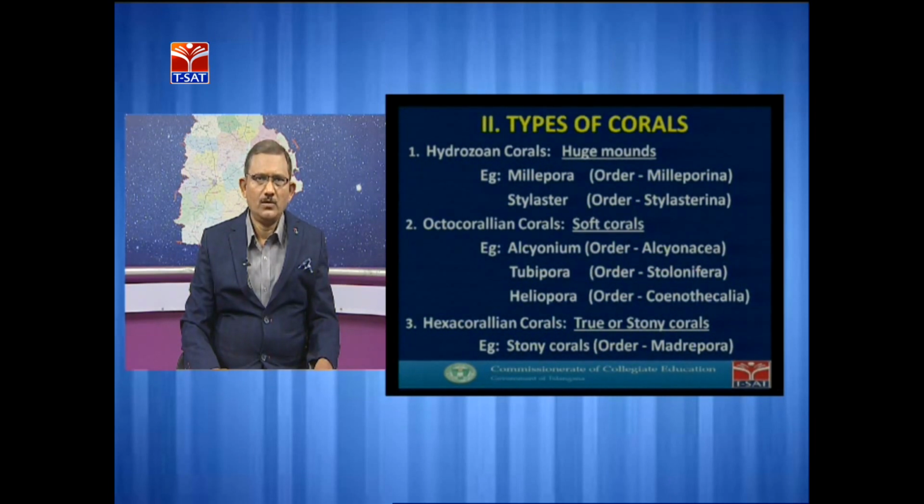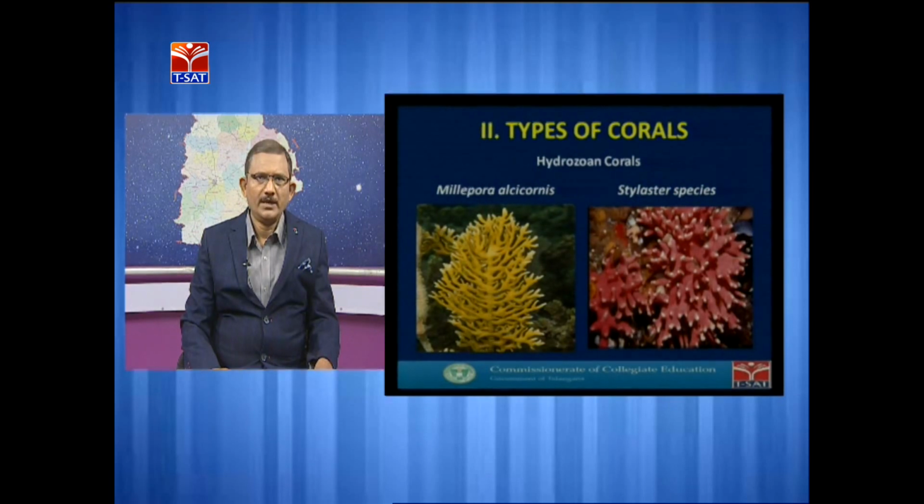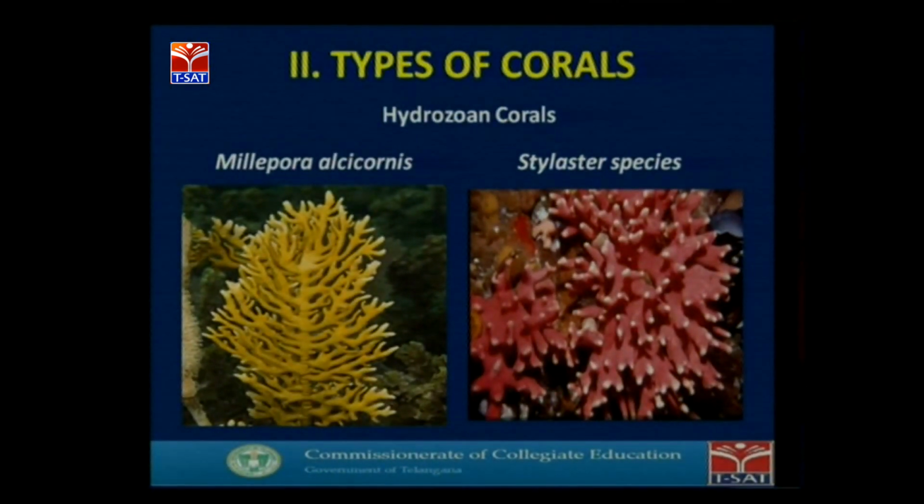And the third type of coral is known as hexacorallian corals, which are the true or stony corals. Example of true or stony corals is Madrepora. And in this slide we can see brilliantly colored and beautiful images of hydrozoan corals. On to the left side we can see the image of Millipora alcicornis, and on the right we can see another hydrozoan coral, Stylaster species.